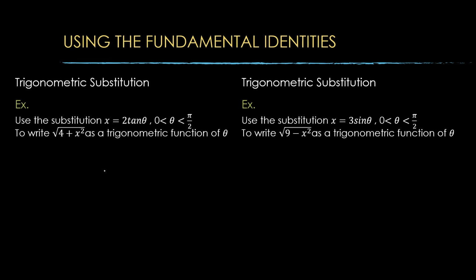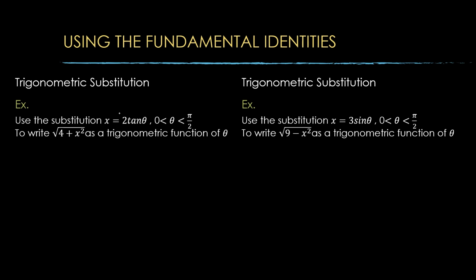So in here, I'll be discussing how to use trigonometric substitution in order for you to get the other functions of theta. Because you're given tangent, you can find sine, cosine, and so on. For the first example, you're given x is equal to 2 tangent of theta, where you're going to use the substitution to write the square root of 4 plus x squared as a trigonometric function of theta.